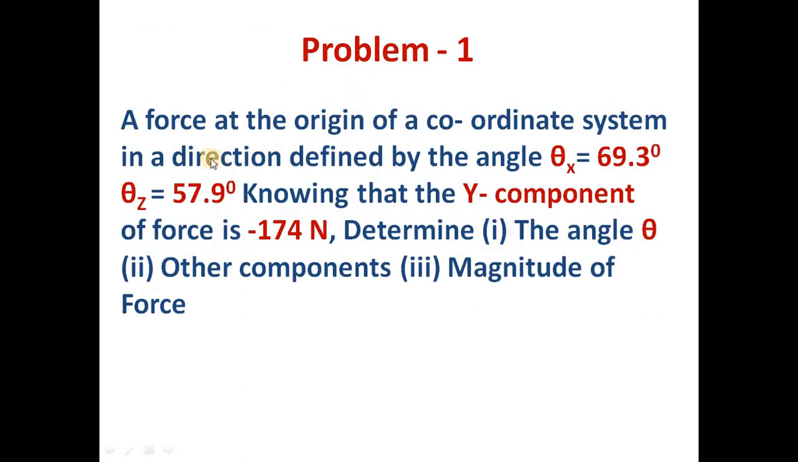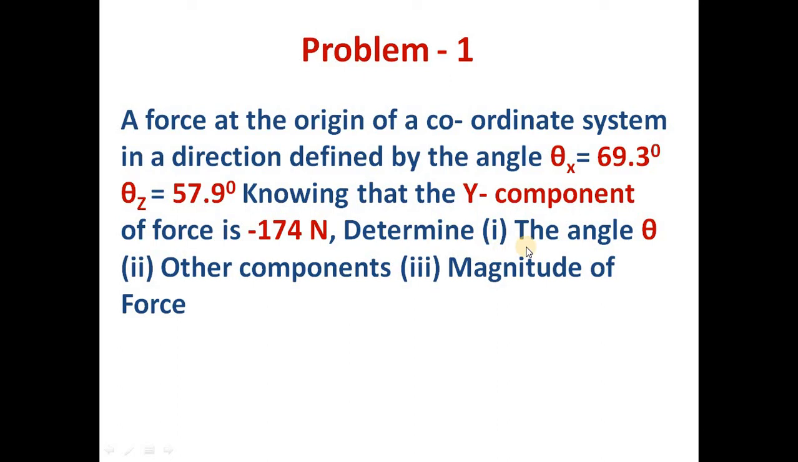First problem: a force at the origin of a coordinate system is in a direction defined by the angle theta x equals 69.3 degree. Theta x is given. Theta z equals 57.9 degree. The other angle is also given. Knowing that the y component of force, that means Fy, is negative 174 newton, one component is given.